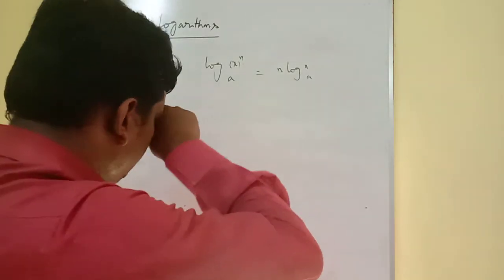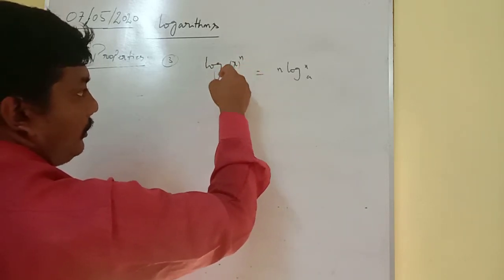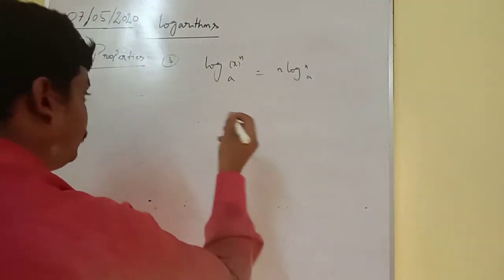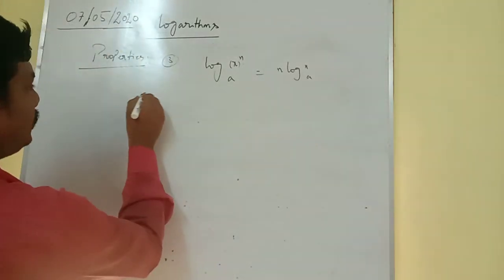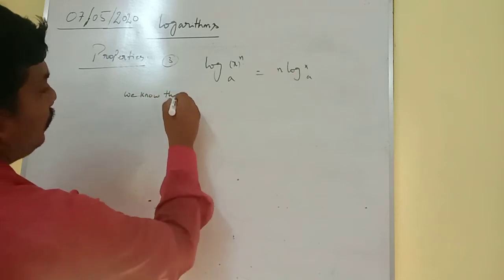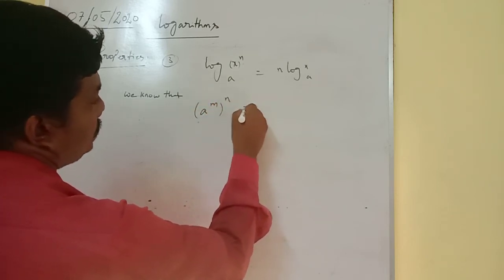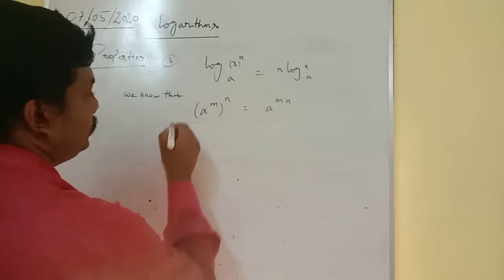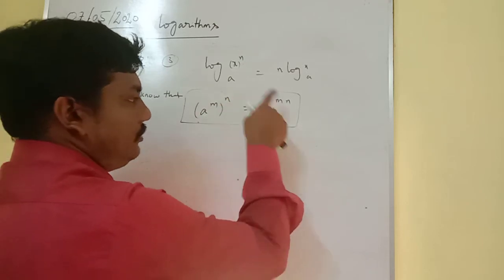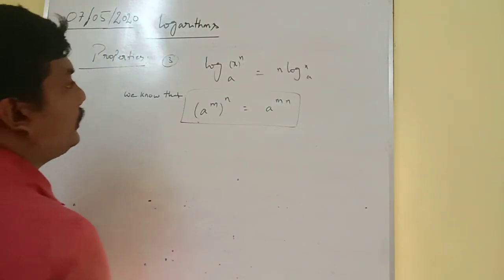This is the property, that means the power value of the logarithm can be taken out as a multiplier, that is n into log x base a. So next, we know the formula a power m whole to the power of n is equal to a power mn. So this formula we are going to consider, and under this formula we are going to calculate it as follows.